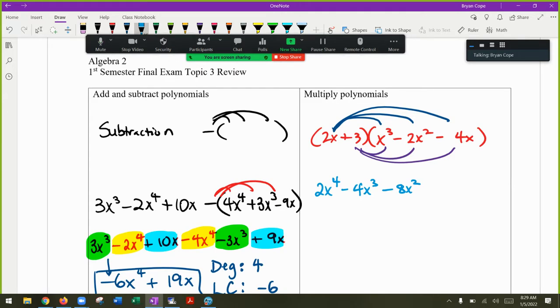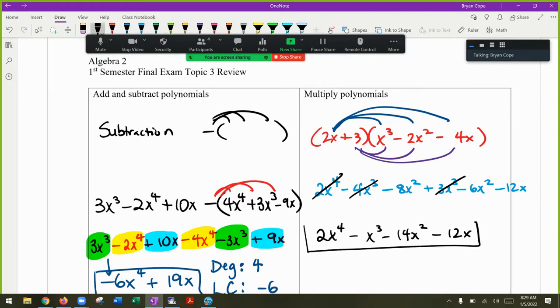Okay, now we do the 3 to everything. So it's going to be plus 3x to the third minus 6x squared minus 12x. And now we combine like terms. There's nothing to combine with the first one, so that's done. There is a negative x to the third that comes out of these two, a negative 14x squared out of the other two, and then a minus 12x. Did I get that right? Yeah, that's all right. Good.